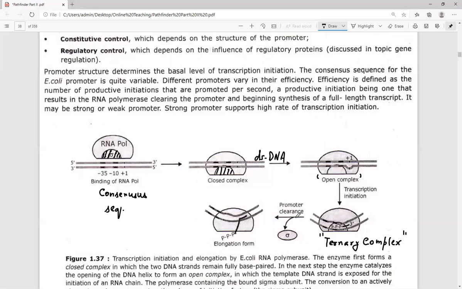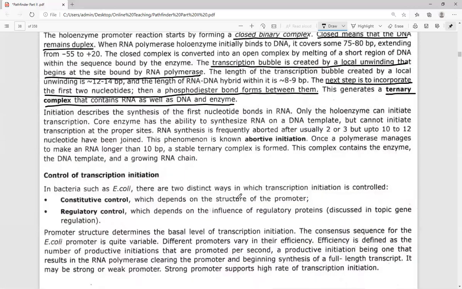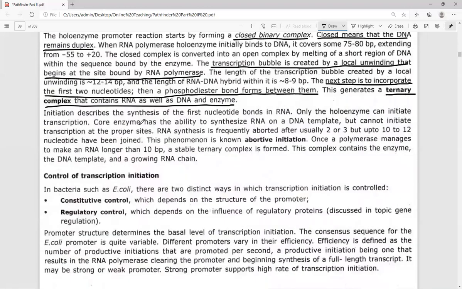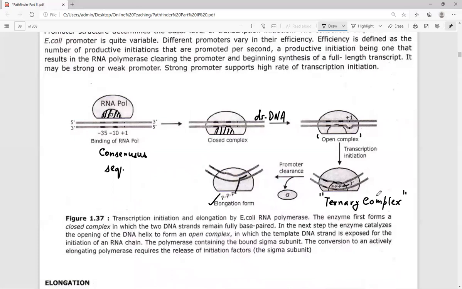Once the sigma factor gets separated, the RNA transcript is produced in a longer manner. This process is referred to as the elongation step. Please do have a look here: the ternary complex contains the RNA molecule produced, the DNA molecule, and the enzyme.